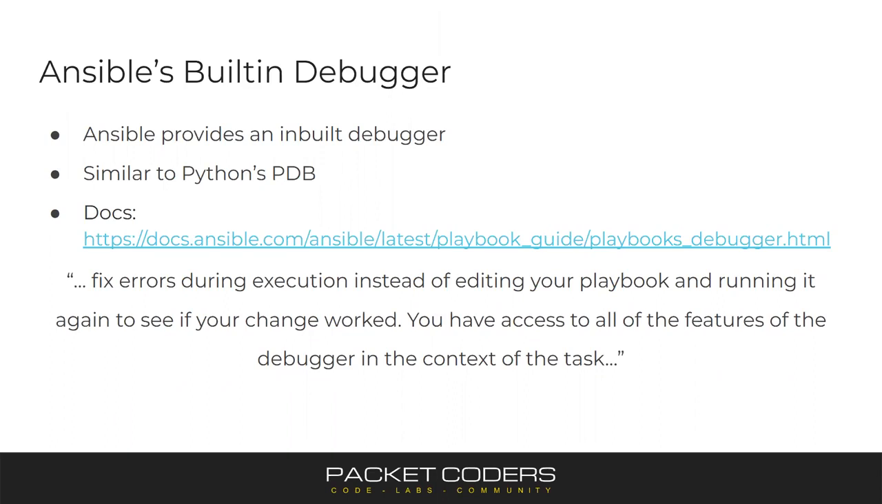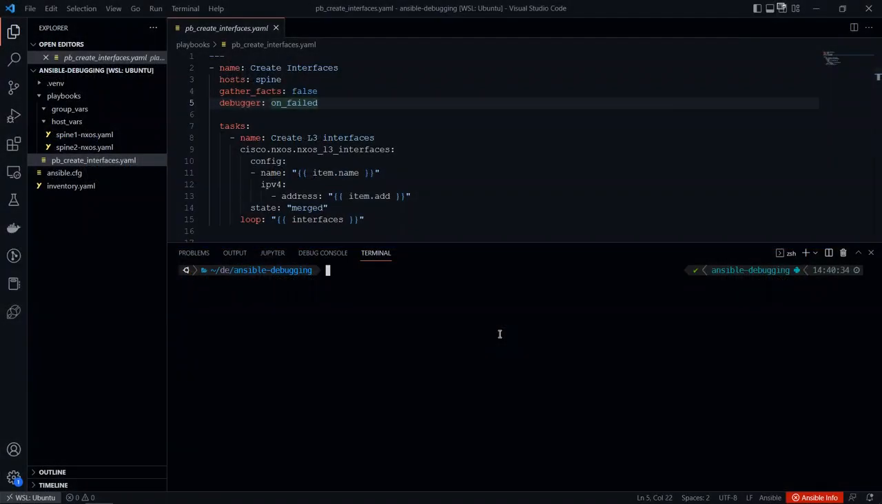Let's jump into the terminal where I can show you some of the main features of this tool. First of all, nothing needs to be installed. It's installed by default. I've got a really simple Ansible setup with a simple playbook to create some interfaces from some data that we're going to pull in from our host files. But I've added an error in. So we're going to create these interfaces, hit an error, and jump into this Ansible debugging tool.